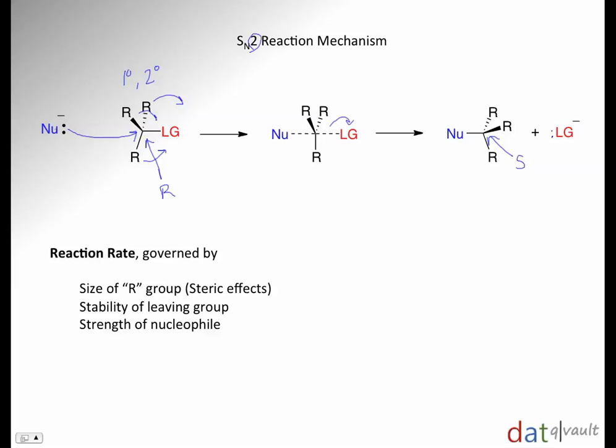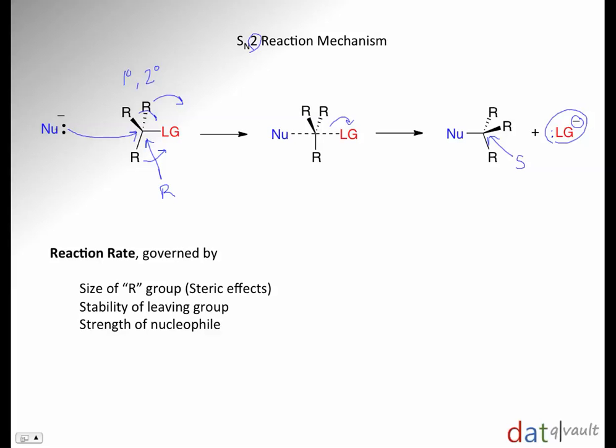Another thing that governs the reaction rate of an SN2 style reaction mechanism is the stability of the leaving group. So the more stable this leaving group is over here, the faster the reaction is going to go. And that's directly correlated to the ability for the leaving group to stabilize this negative charge.